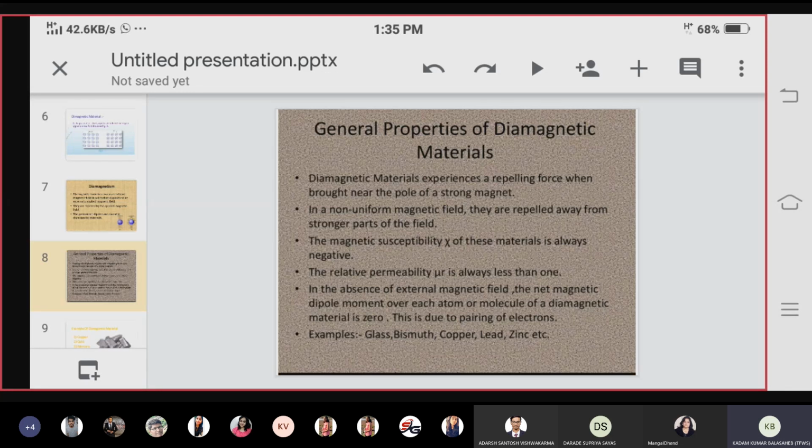The magnetic susceptibility of this material is always negative. The relative permeability mu r is always less than 1. In the absence of an external magnetic field, the net magnetic dipole moment of each atom or molecule of diamagnetic material is 0. This is due to the pairing of electrons.